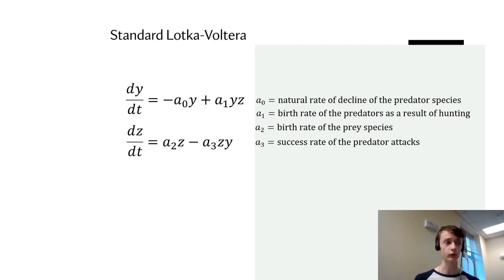We based our model off of the predator-prey model known as the Lotka-Volterra equations, where Y is the predator population and Z is the prey population. The time derivatives of Y and Z are based on the current populations of the prey and predator. Where A0 is the natural rate of decline of the predator species, A1 is the birth rate of the predator species as a result of successful predation, A2 is the birth rate of the prey species, and A3 is the successful rate of the predator attacks.